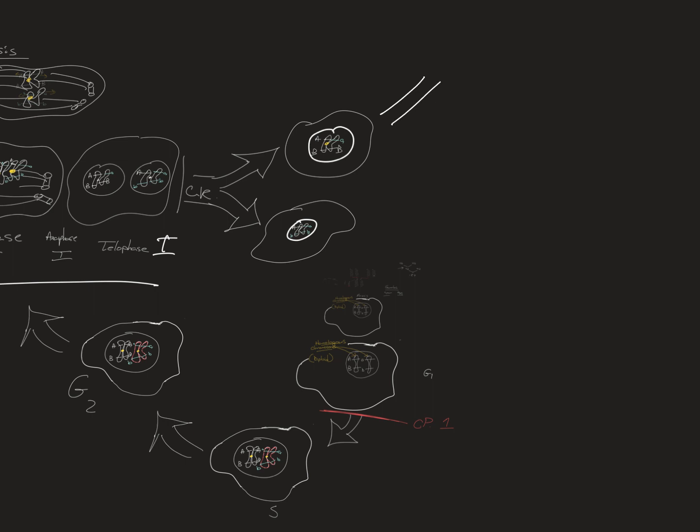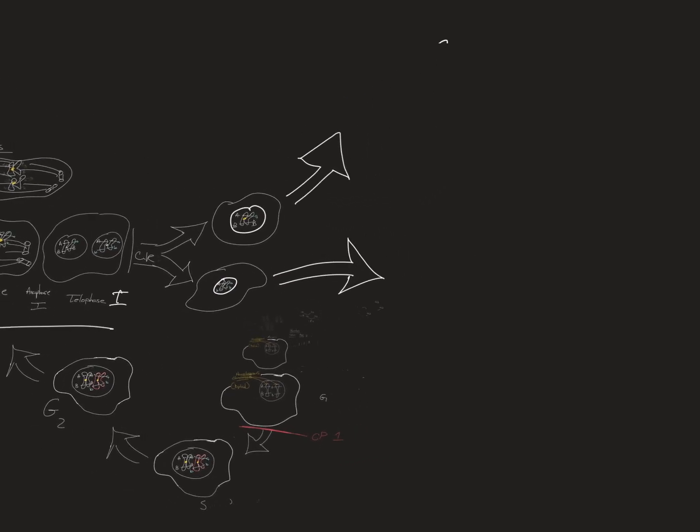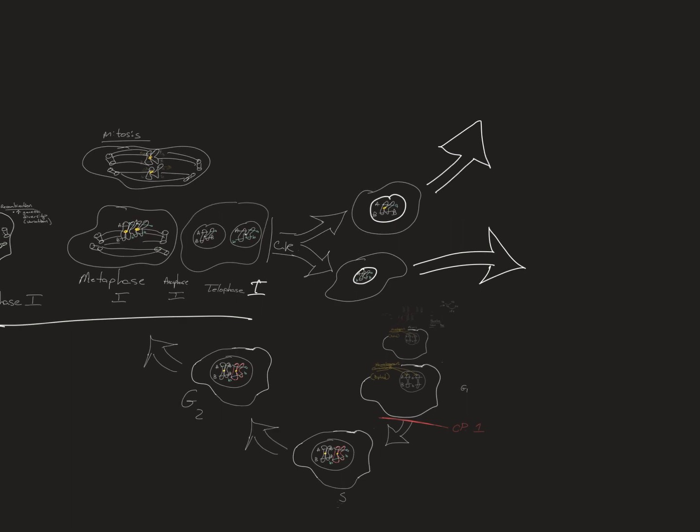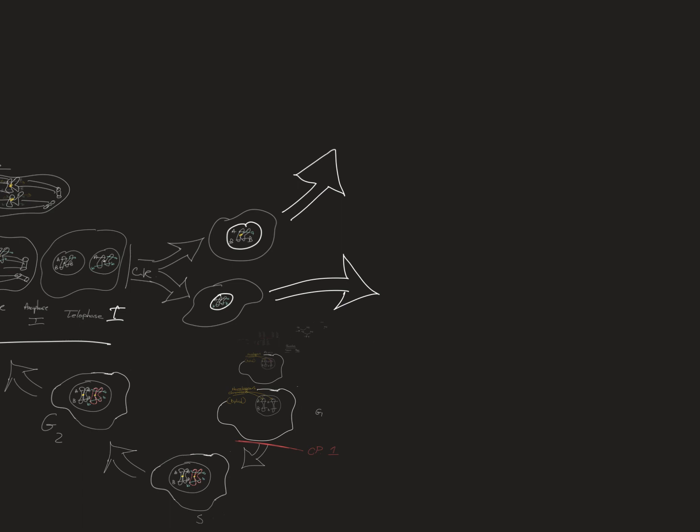Meiosis 2 is almost exactly like mitosis. In fact, there's no difference except there's half the DNA. They line up, as we looked at here, so the sister chromatids can be separated. That's it. And then you end up with these. Each of these is going to divide into 2.